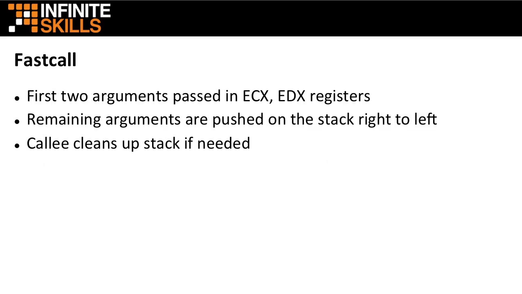The other option is called fastcall, where the first two arguments are passed in the ECX and EDX registers, and the remaining arguments are pushed on the stack right to left. Now, the callee cleans up the stack if needed. And I say if needed because if there are only one or two parameters, then there is no stack to clean up. Everything is done completely within the registers. This is not a terribly common calling convention for Win32, but it is a possible calling convention.